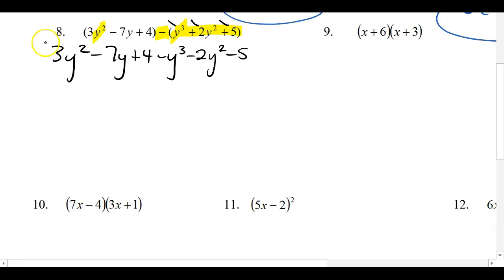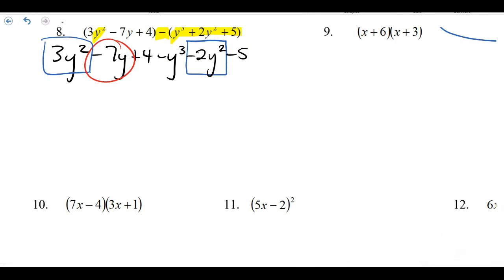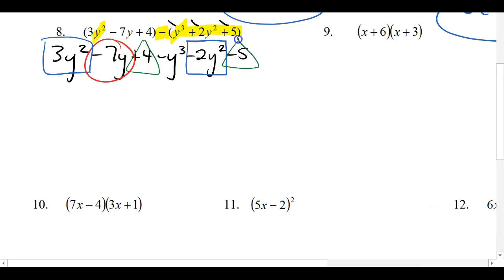Now let's group them all together. First start with my first number, is 3y squared. This negative 2y also is squared. And then that's it for that variable. And then the next one will be negative 7y. Well, it doesn't look like I have any other numbers with just one y. So that's it for that. And then I have numbers here, positive 4. My other number is here, a negative 5. And I still have one more. And that's this negative y cubed. So I'll just do an orange circle this time. Okay.